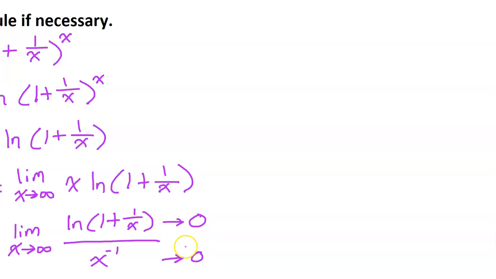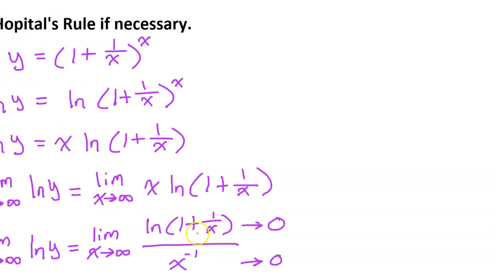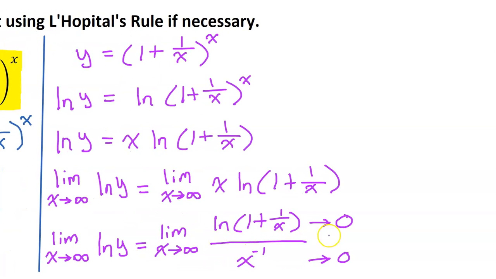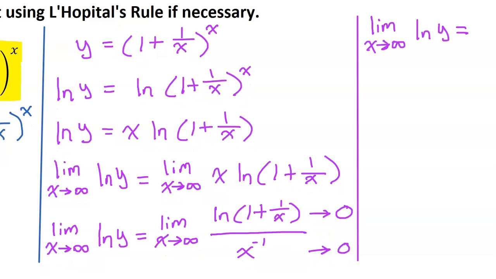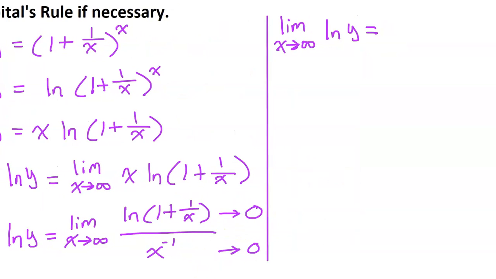This tiny part here is part of the justification for using L'Hopital's rule. So you cannot skip this part. You must show this, or else you're not allowed to use L'Hopital's rule. I'm going to have to scroll to the right in a moment, but I wanted to show you that so far I just copied down the left side of the equation. So I have the limit as x approaches infinity of natural log y equals. And I'm about to perform L'Hopital's rule on the right-hand side.